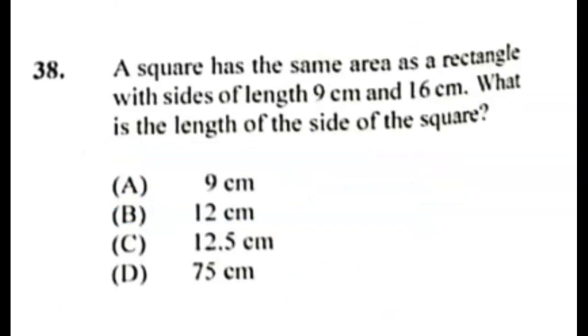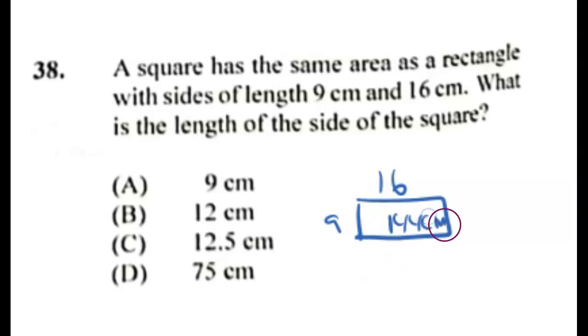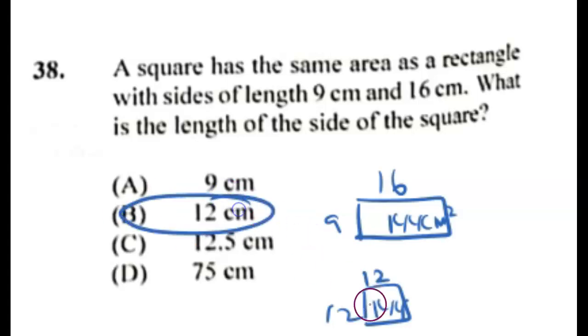Right. Now number 38. A square has the same area as a rectangle of sides 9 and 16. So 9 by 16 is actually 144. So this is the area here of the rectangle, and if it's a square, it has the same 144 area, so that means it has to be 12 and 12 here. What is the length of a side? Well, and how did I get that 12? I just took the square root of 144.